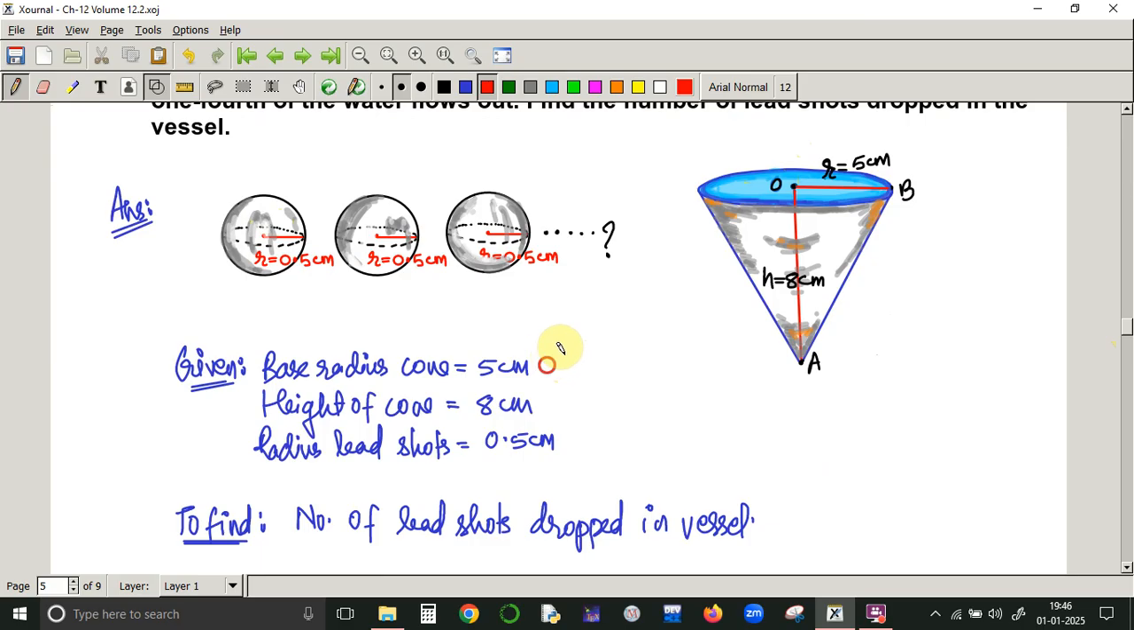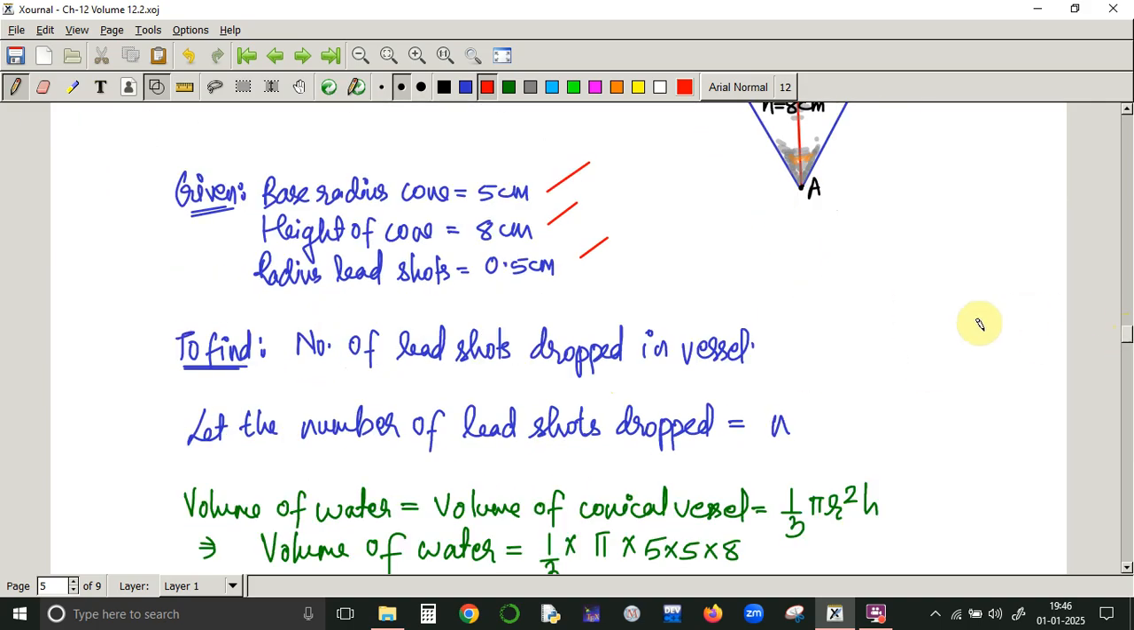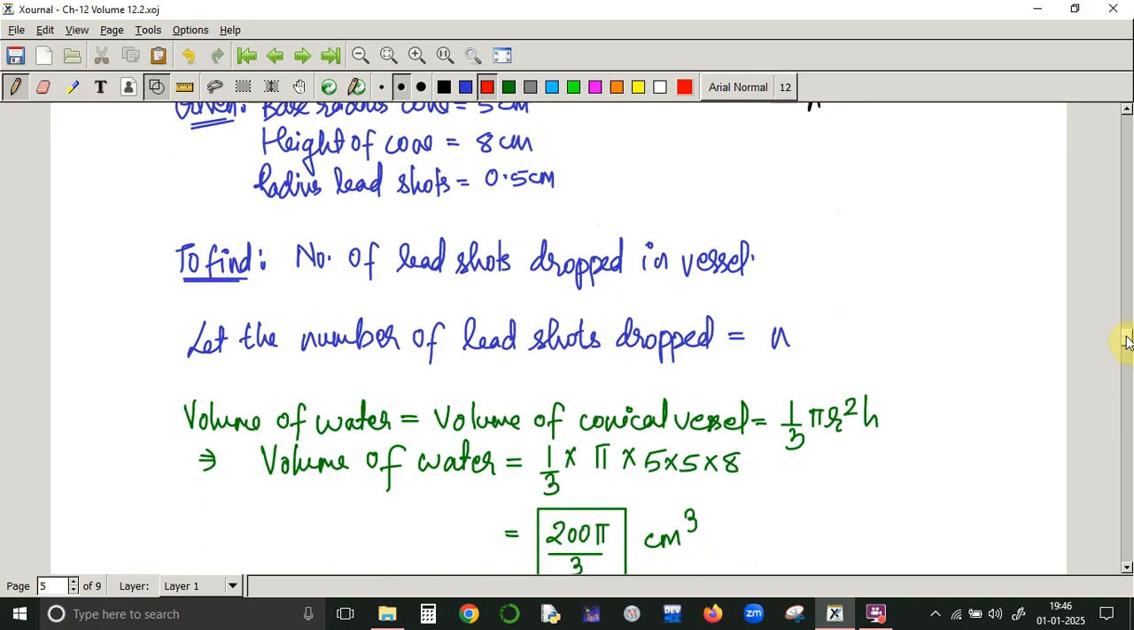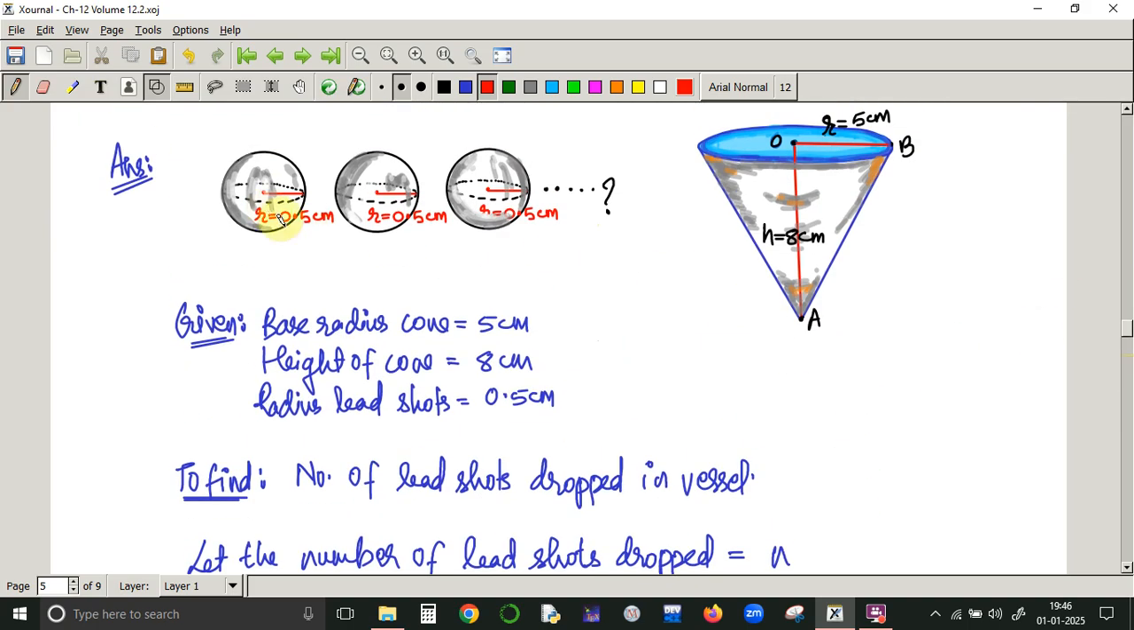Okay, so this is the given. Base radius of cone is this, height of cone is this, radius of lead shot. We have to find the number of lead shots dropped into the vessel. Let the number of lead shots dropped be n. I have assumed the number of lead shots is n. So these leads are n in numbers.